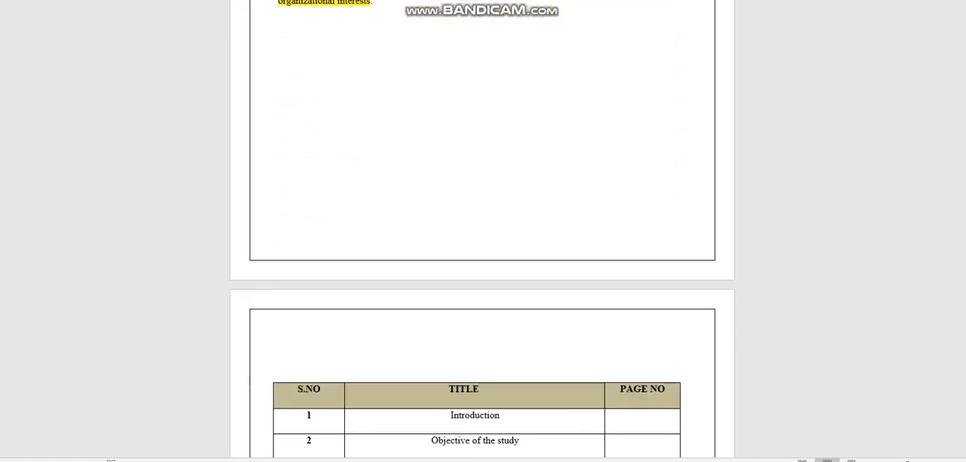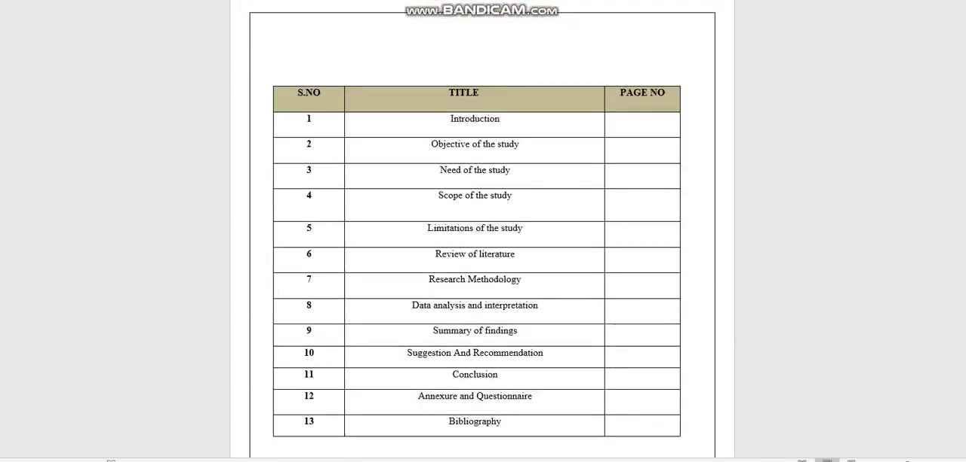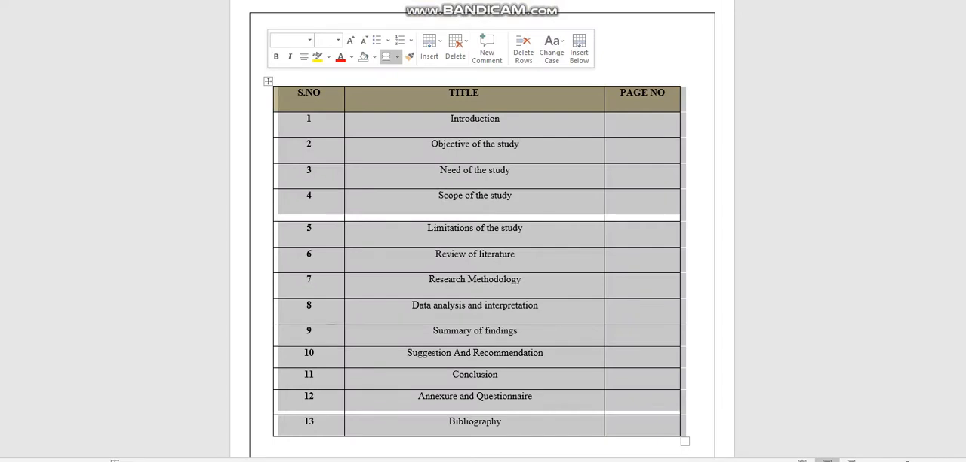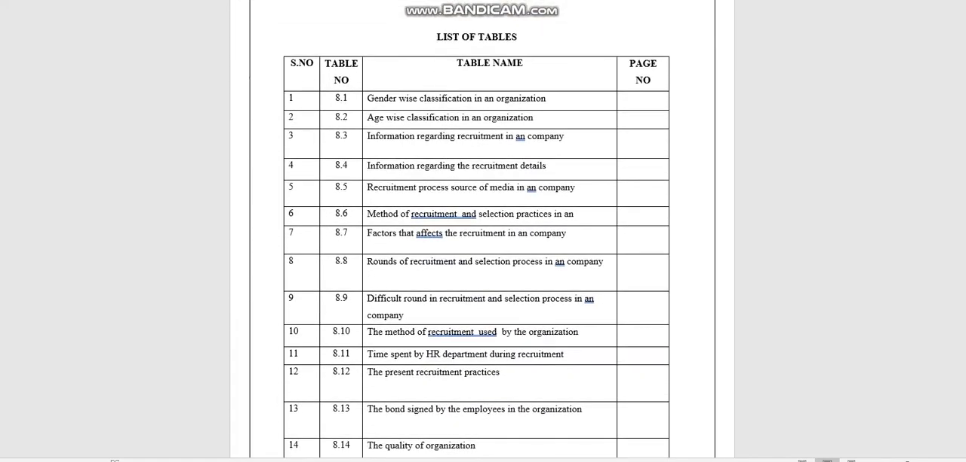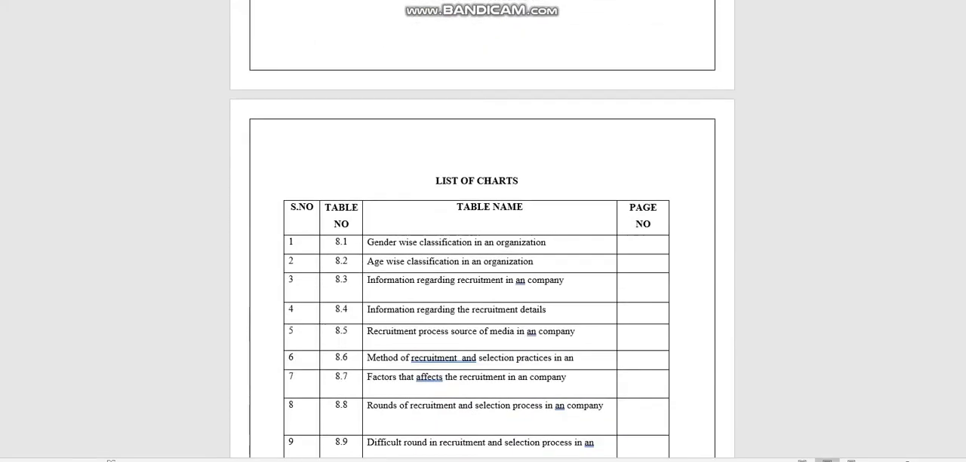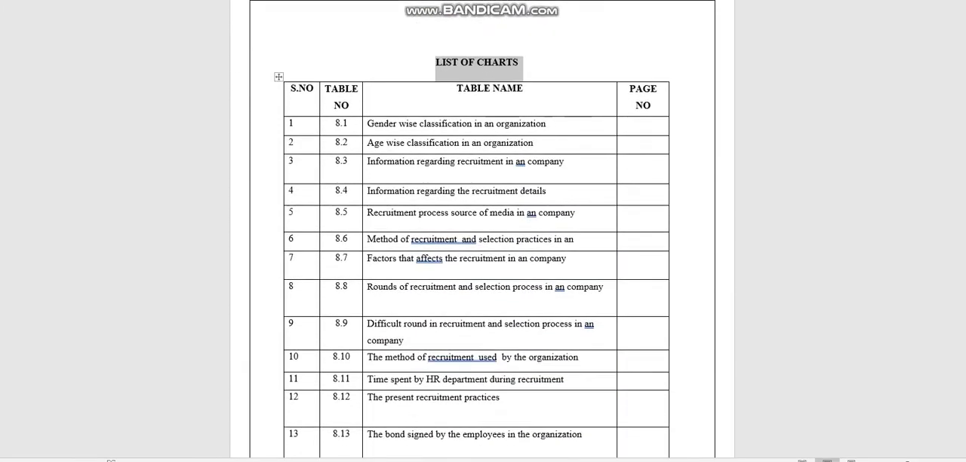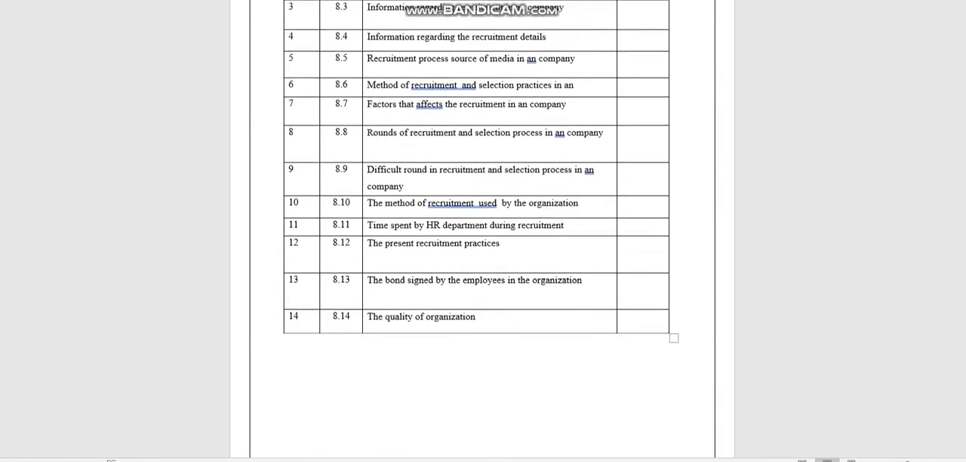So next I have the table of contents for my project. So these are the included table of contents for my project that I've included into my project report. And next I am moving on with list of tables, and then list of charts. And now I am entering into my project report.